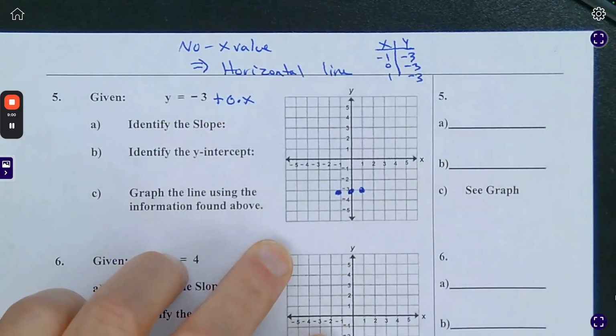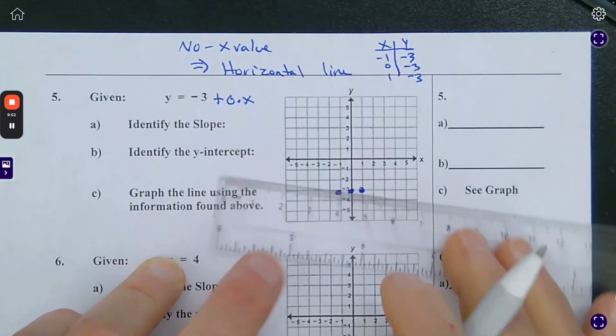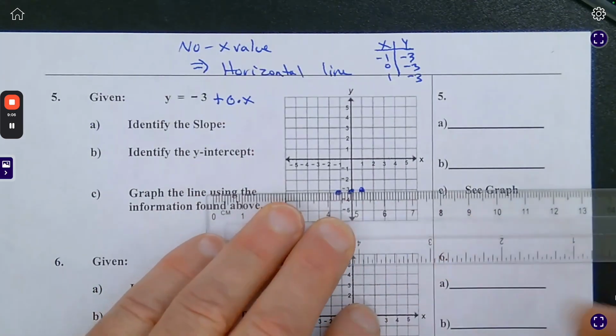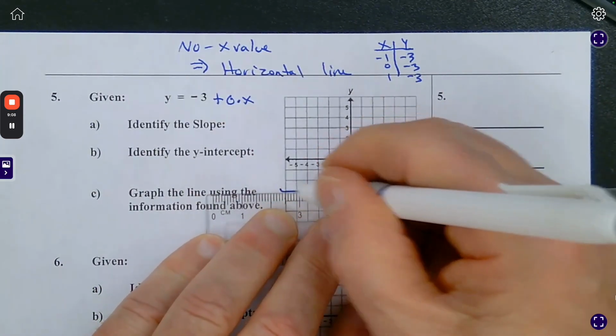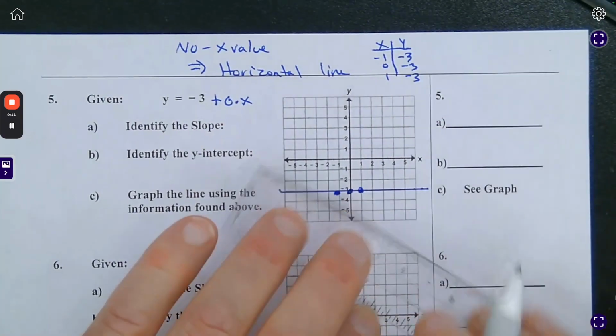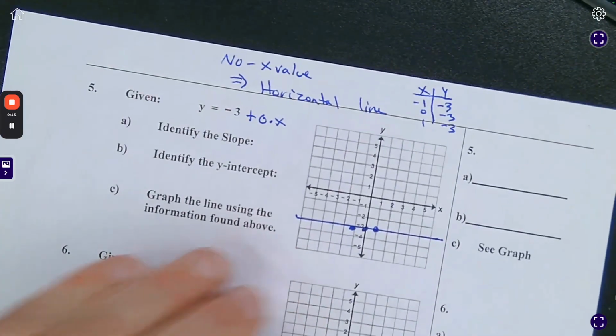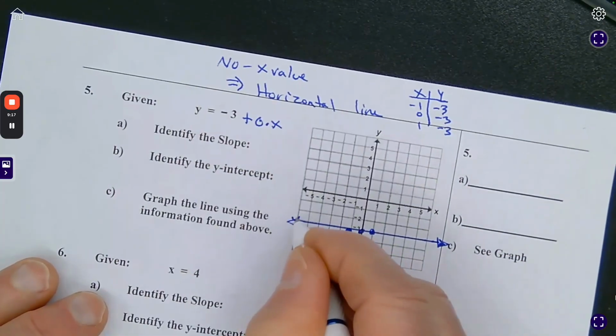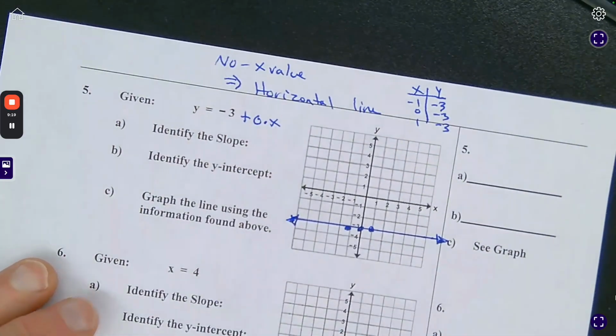That's why we call it a horizontal line, because when you graph y equals a number, it always gives you a horizontal pattern, and that's what graphing is. It's a pattern. There it is. Put arrows on the end. It still goes on forever like this. That's done.